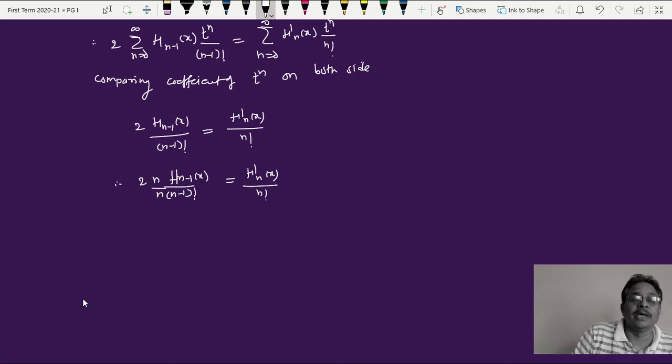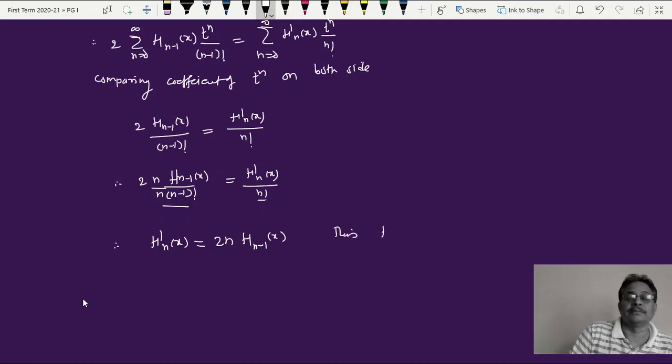So here n into n minus 1 factorial is n factorial. So this and this can be cancelled, and therefore one will get h dash n of x, the first differential with respect to x, is twice n times h n minus 1 of x, and this is the required result.